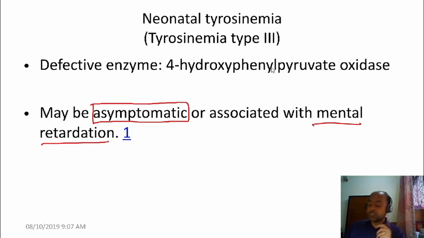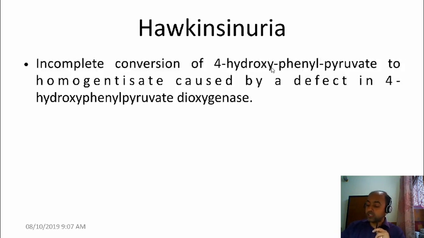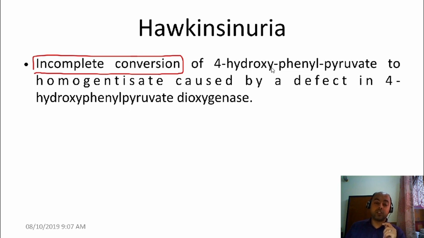I told you for the same enzyme, the hydroxyphenyl pyruvate oxidase, if deficiency is there, we get the tyrosinemia type 3. If a defective enzyme is there, then we get another disorder. The name of the disorder was Hawkinsinuria. This is because of incomplete metabolism of the target. The target is hydroxyphenyl pyruvate.